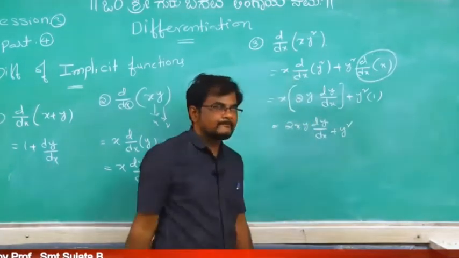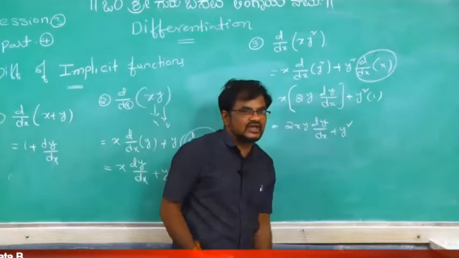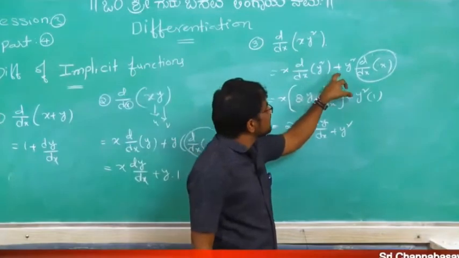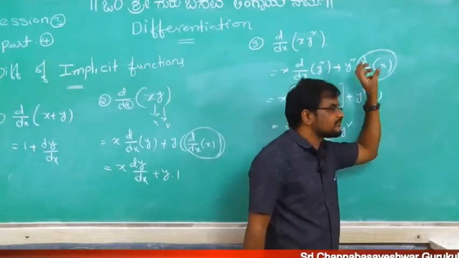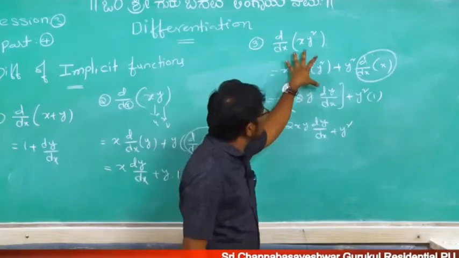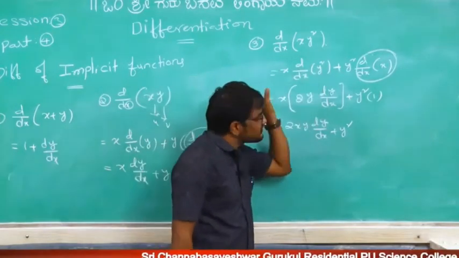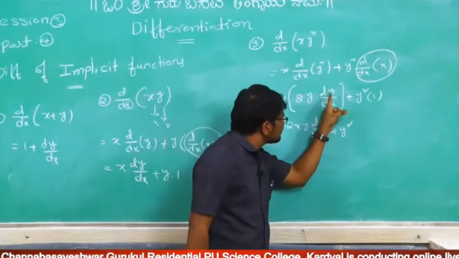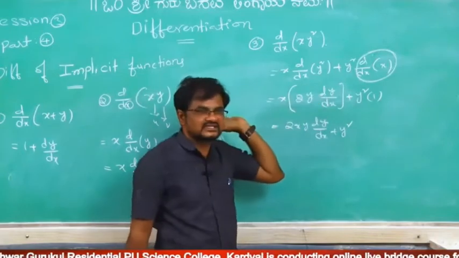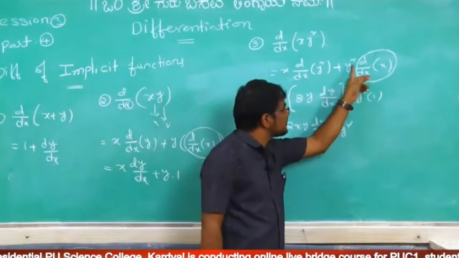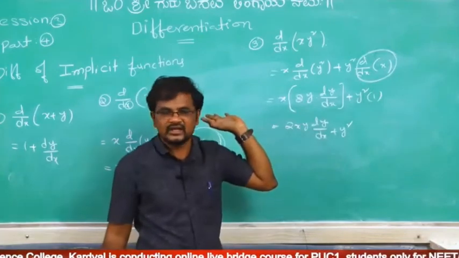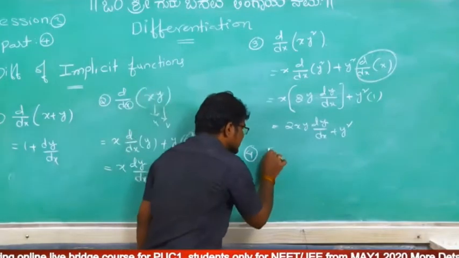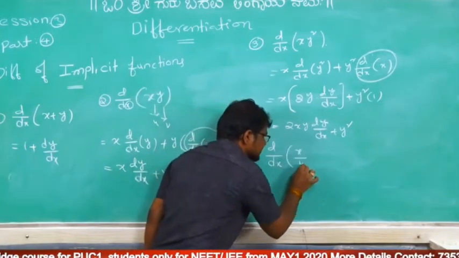Once again listen. We are differentiating x y square. x into differentiation of y square plus y square into differentiation of x. Now x into differentiation of y square with respect to x: differentiation of y square is 2y, and again we have to differentiate y, because it is y and it is x, so dy by dx. Plus y square into differentiation of x, which is 1. Now the next, fourth one. One more example, if you take differentiation of x by y.